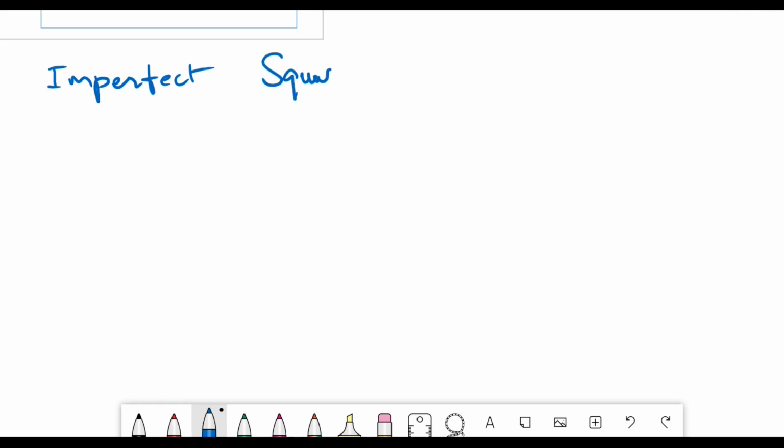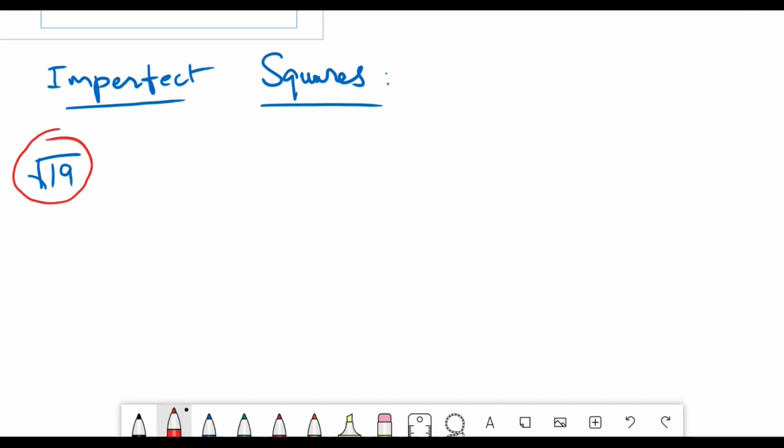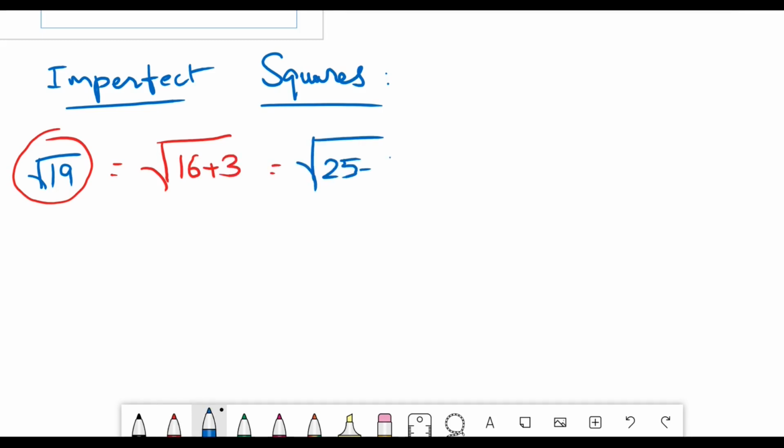Imperfect squares. Let's take the square root of 19. Our aim is to find the square root of 19. 19 is not a perfect square. That's why we can write 19 in terms of its nearest square. That is 16 plus the remaining number 3. Again, 19 is 25 minus 6.